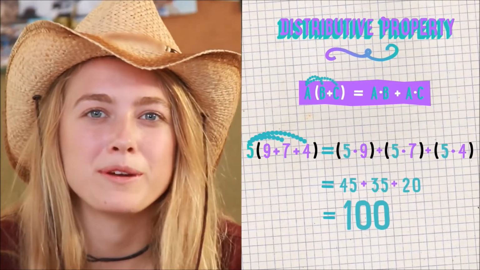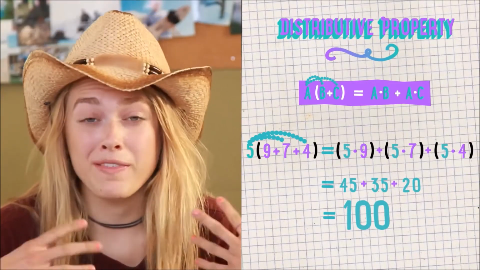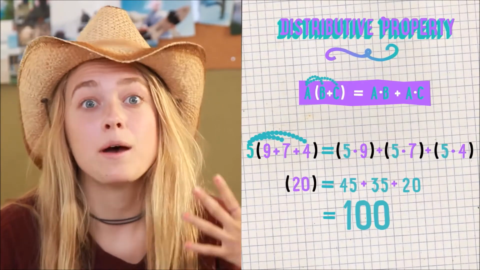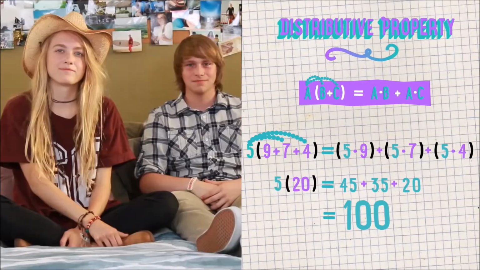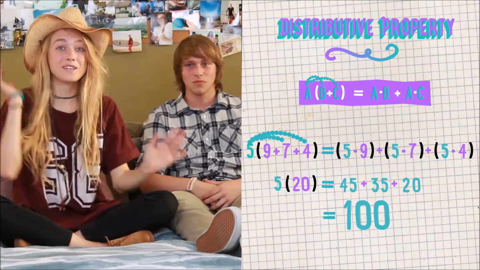To see if the distributive property works, we could add all the numbers in the parentheses together to get 20, and then multiply 20 by 5 to get our answer. Which equals 100. The distributive property doesn't change the value of the number. It's just a different way of getting our answer, by multiplying every number.